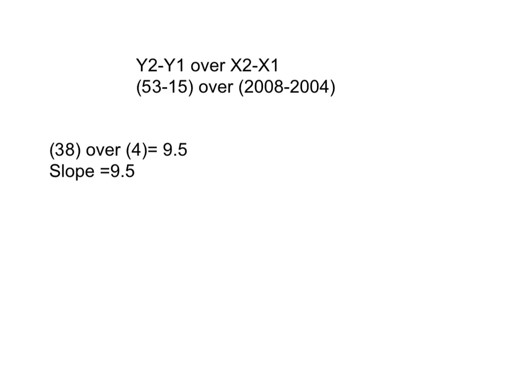So once I took the 2 data points, I had to plug them into the formula to get my slope, which is y2 minus y1 over x2 minus x1, which you guys can see at the top. So my equation was 53 minus 15 over 2008 minus 2004, which evened out to be 38 over 4, which equals 9.5, so my slope is 9.5.